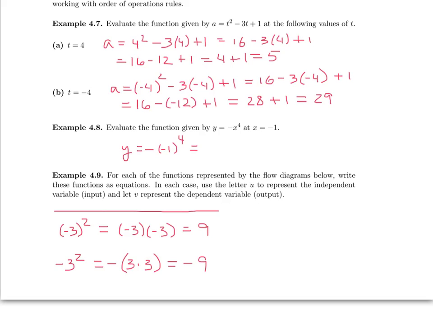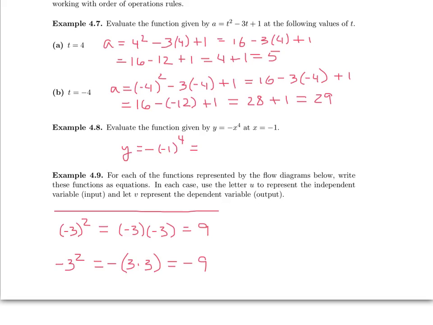We use order of operations to simplify this expression. There are parentheses here, but there are no operations to perform inside the parentheses. So we proceed to exponentiation. -1 is raised to the 4th power. That means we're multiplying -1 by itself 4 times.